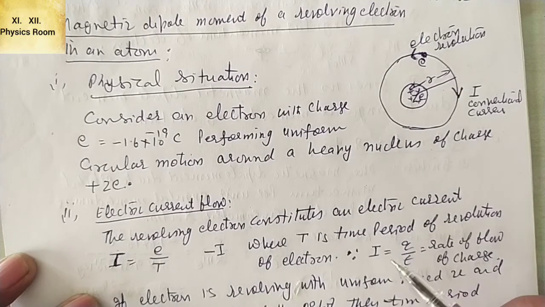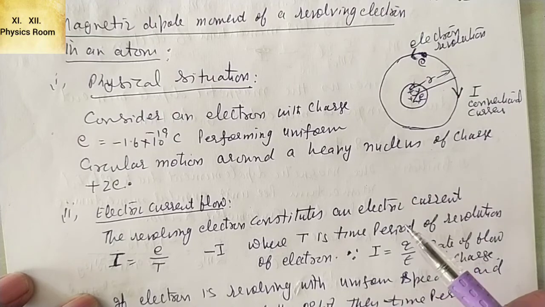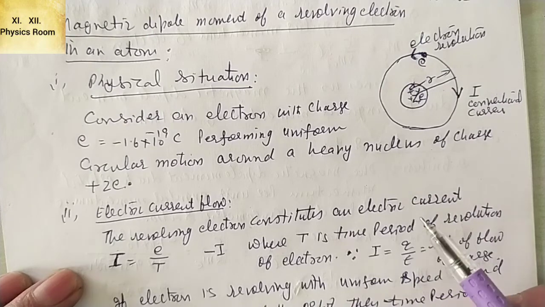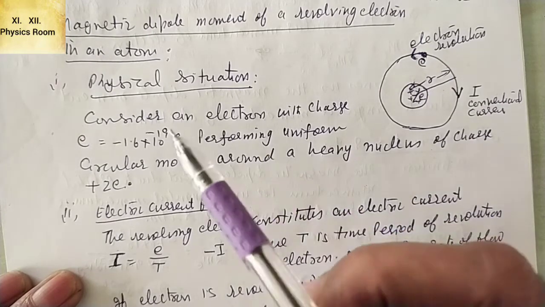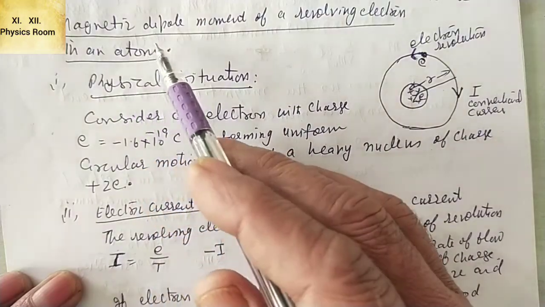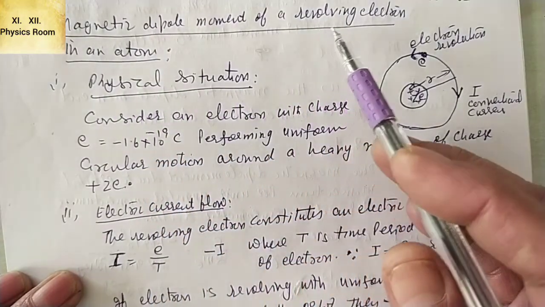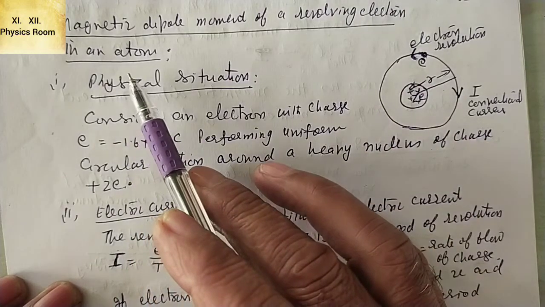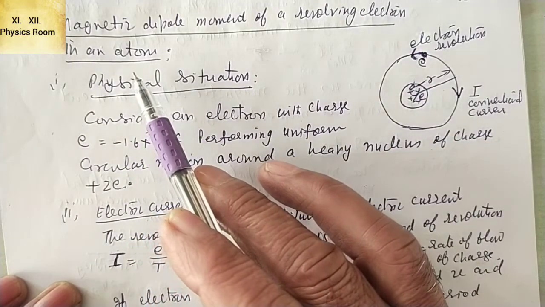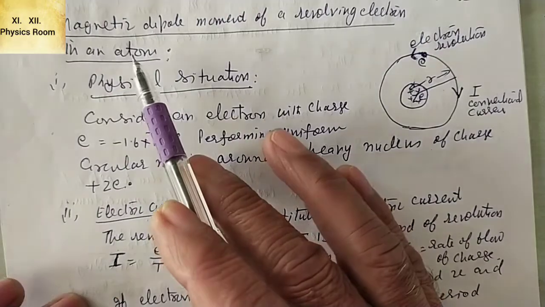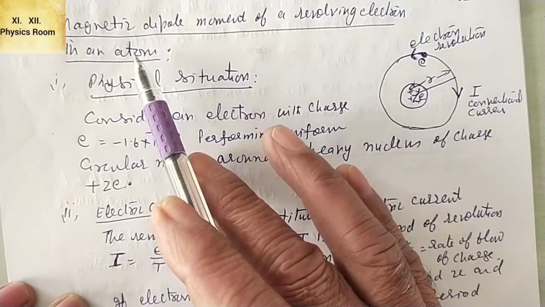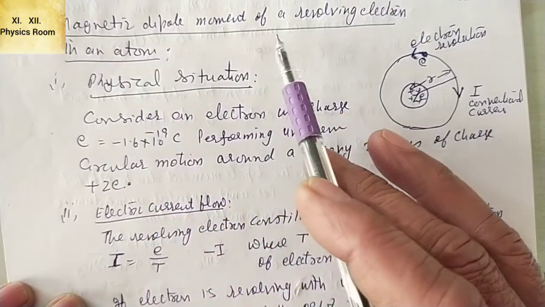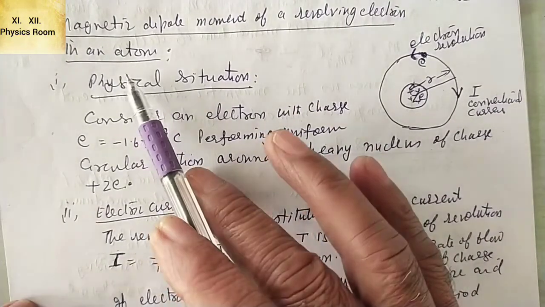We proceed to the next part of current loop. Magnetic dipole moment of a revolving electron in an atom. So what we have to do? We have to find out an expression for magnetic dipole moment of a revolving electron in an atom.